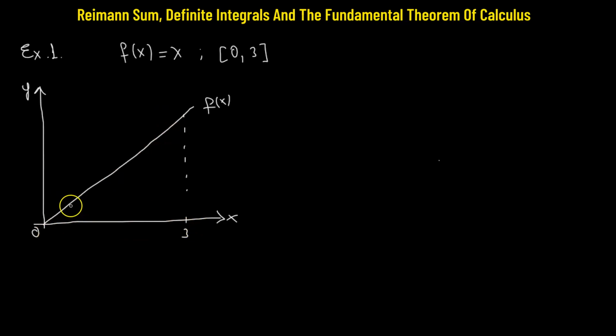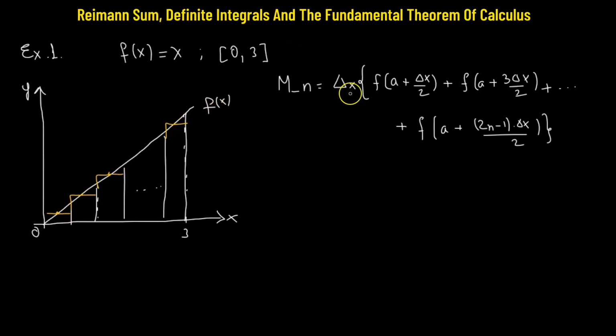For that, we are going to consider rectangles of n subintervals, and we find out the area of each of these rectangles by using the midpoint approximation, and once we've done that, we add them to get the area under the curve. So here delta x represents the width of each rectangle, which will be 3 minus 0 divided by n. Here we will consider n subintervals. So it's 3 over n.